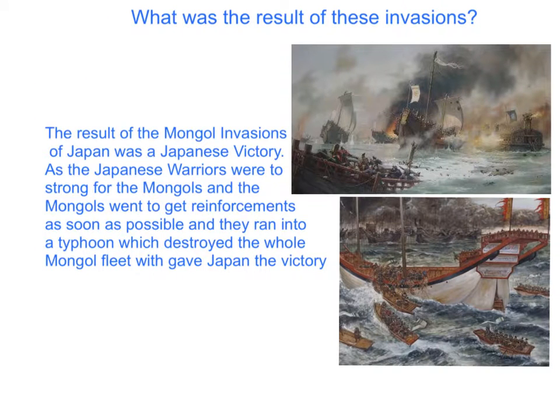What was the result of these invasions? The result of the Mongol invasions of Japan was a Japanese victory, as the Japanese warriors were too strong for the Mongols, and the Mongols went to get reinforcements as soon as possible, and they ran into a typhoon which destroyed the whole Mongol fleet, which gave Japan the victory.